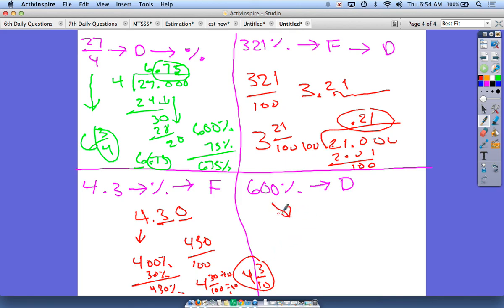Last one, 600% as a decimal, which just means a regular old number. This one is pretty straightforward, I think. 100% is 1 whole. 200% would be 2, 300% would be 3. If you keep going, 600% is the same thing as just 6 wholes.